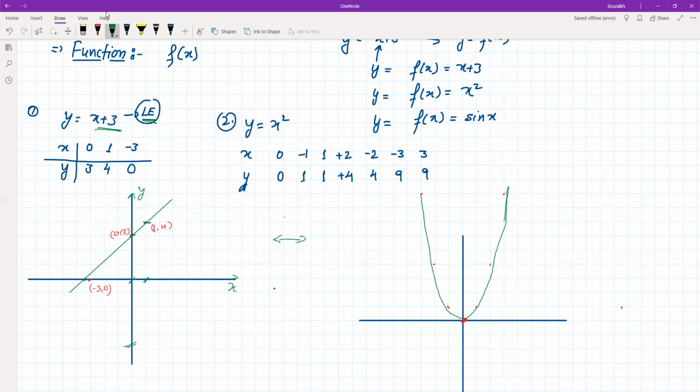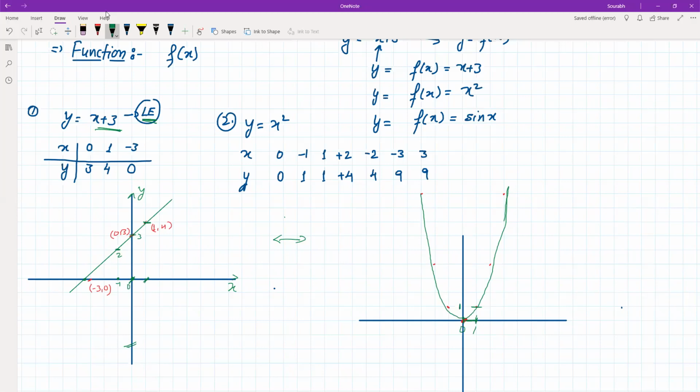You check anywhere. You check these 2 points. This is -1, this is 0. So x has changed by 1 and y has changed from 2 to 3. So y has also changed by 1. Right? But you see here, x changed by 1 from 0 to 1, and y has changed from 0 to 1.